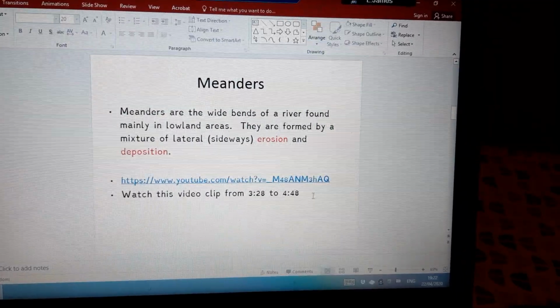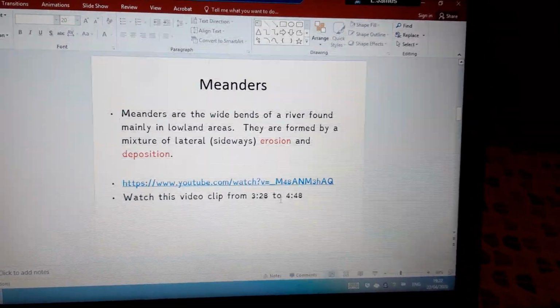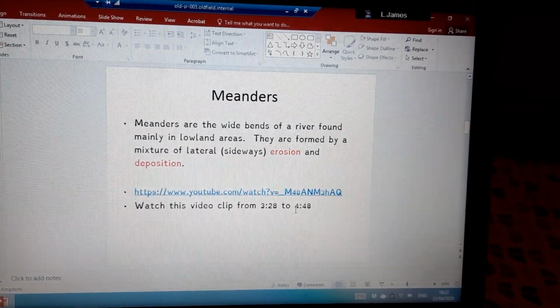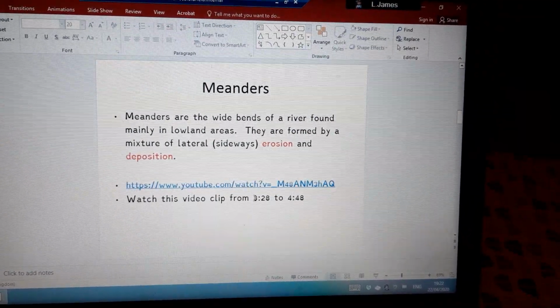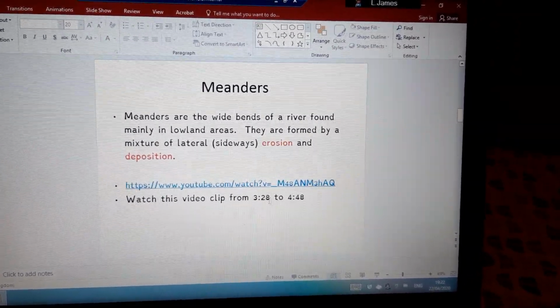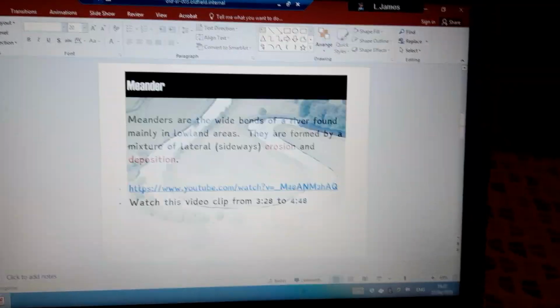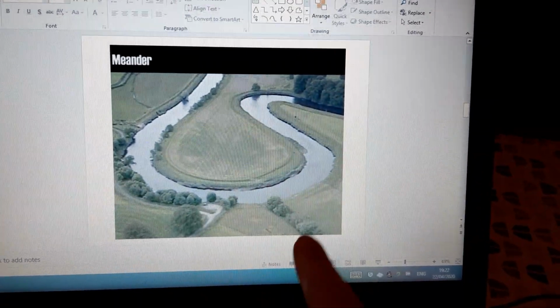There's a video clip here for you to watch. Just watch this section of it. If you want to watch more of it, that's absolutely fine. There's an interesting bit beforehand about waterfalls that you might want to watch, but this section listed here is the most relevant for you. We want to know today how these are formed. How are meanders caused and formed?